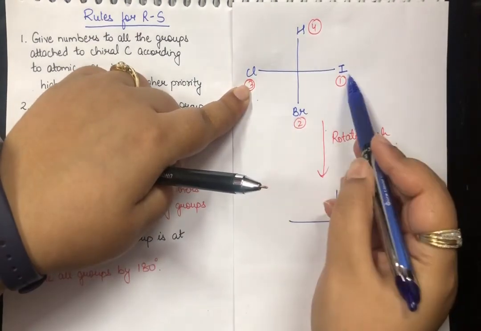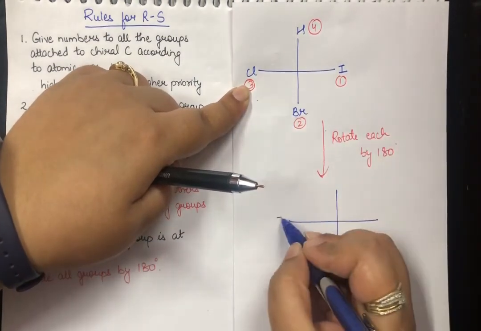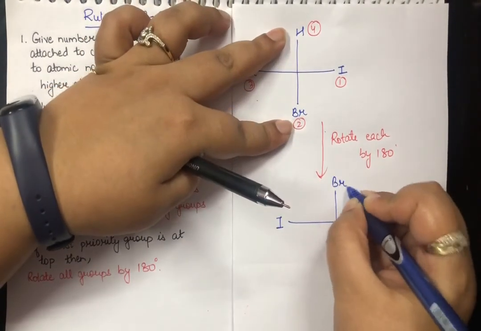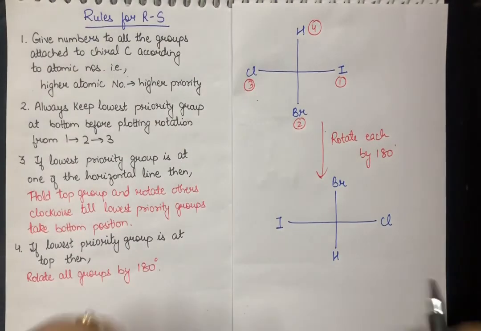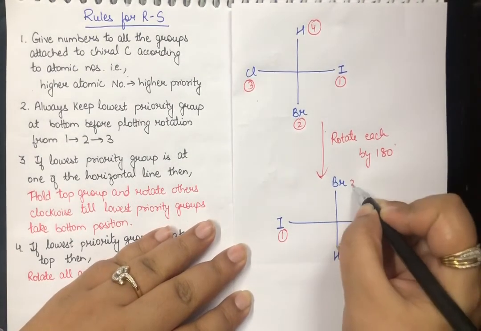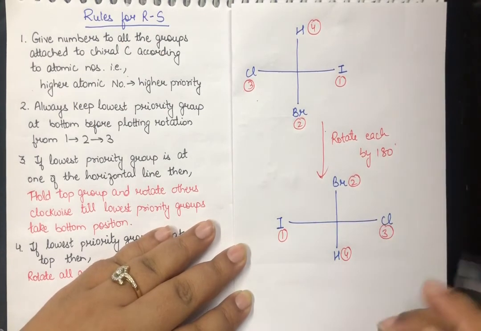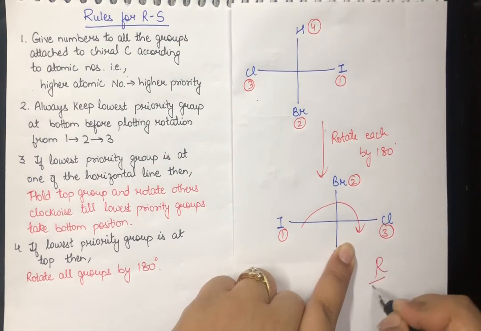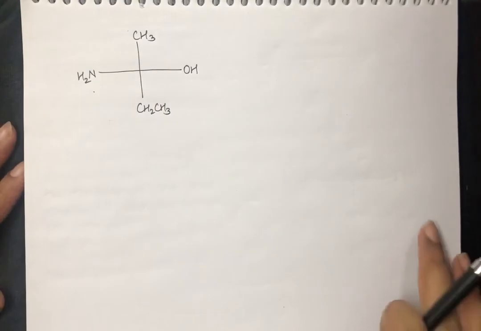if you rotate this plane by 180 degree, iodine will come here and chlorine will come here, and this bromine will come on the top and hydrogen will come down. So now this hydrogen was of my least priority, iodine was first, bromine was second, and chlorine was third. So if you ignore hydrogen, this goes like this. So this turns out to be your R configuration. Let's take one more example.